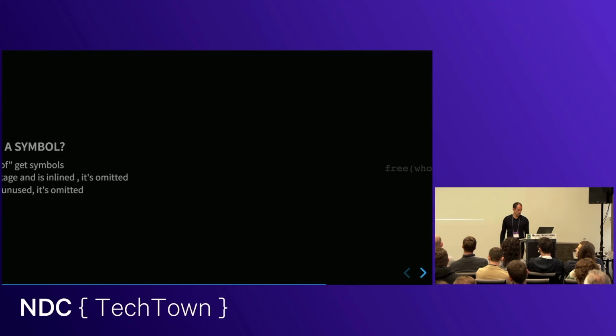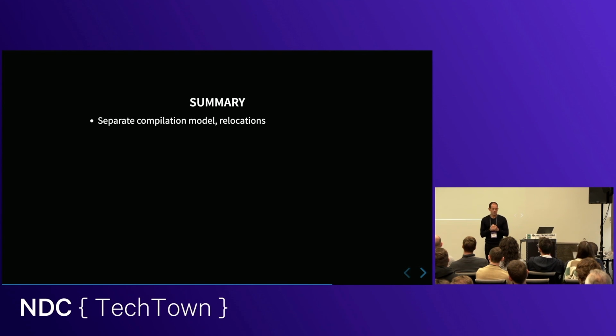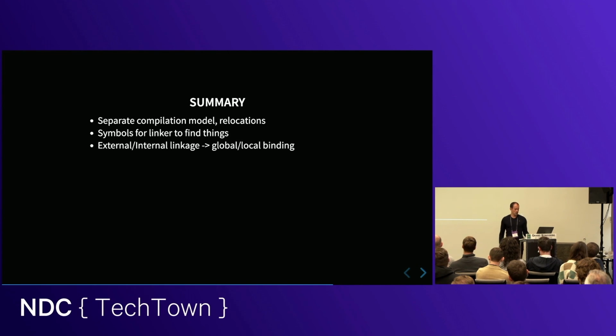Right, so in summary, for the entire thing, we saw in the beginning that we have this separate compilation model, and then you have relocations because the compiler doesn't know where things are. The linker will fill it in. That's why we have symbols, so the linker can fill in these things. External and internal linkage maps to global and local binding on ELF. Weak and unique binding is used for symbols defined in headers to allow for duplicates.